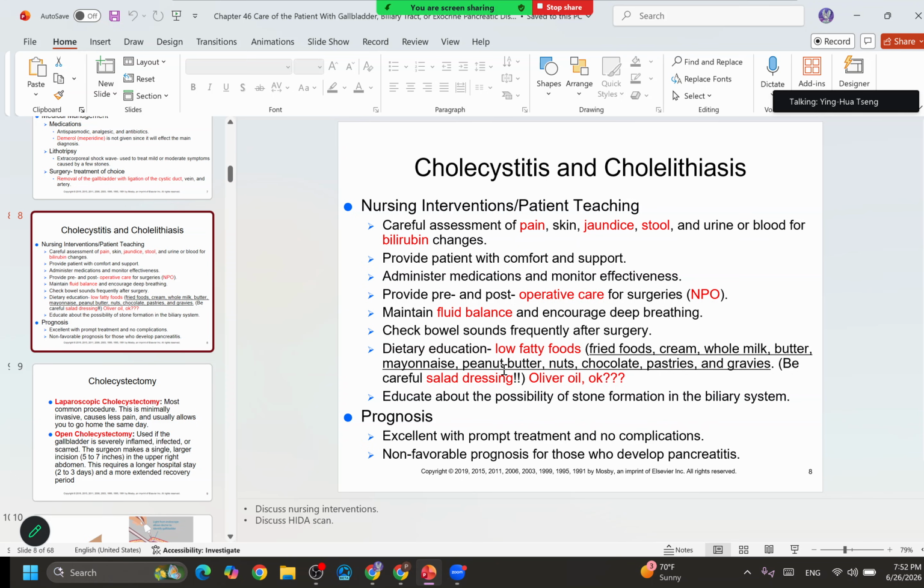So this oil is not greasy. It's low trans fat, it's not high trans fat. Olive oil is low trans fat. So that's why it doesn't cause high blood cholesterol or clots. So that's why olive oil is okay.